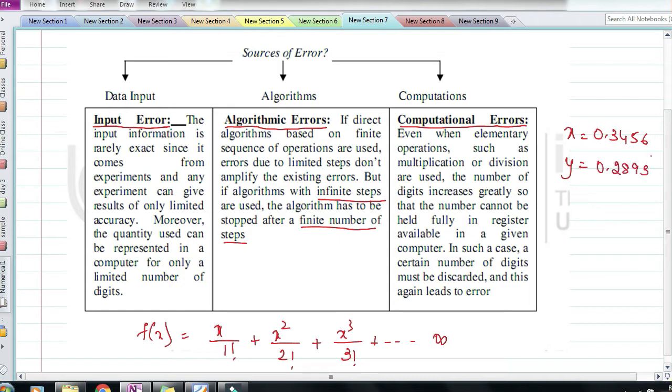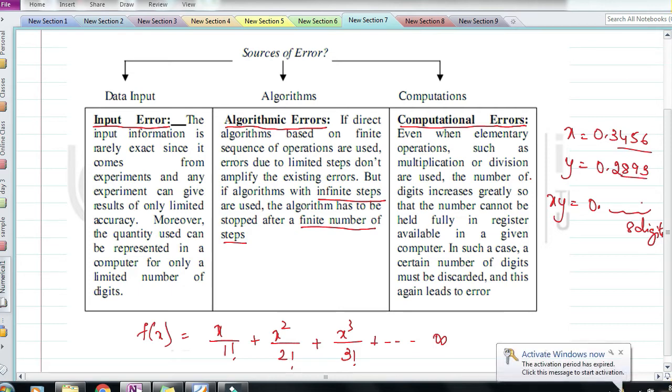So you have 4 digits after the decimal point in these two numbers. Now if I multiply x into y, I will have 8 digits after the decimal point. Here 4 digits and here 4 digits. I will have 8 digits after the decimal point when I multiply them, which is not allowed because a floating point variable can store only 6 digits after the decimal point. So the value is cut down. The value is approximated, or certain values are discarded due to limitation of storage.